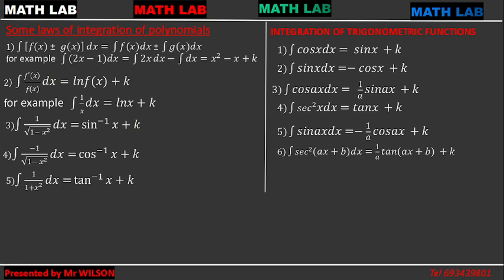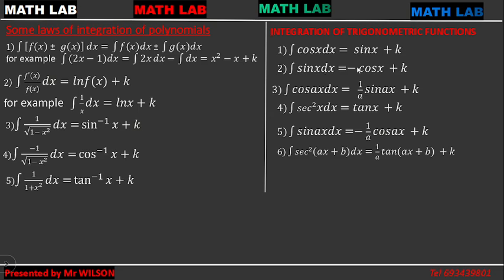Okay, just to verify, let us differentiate sine x. If you differentiate sine x, you're going to get what? Cos x. You see? Now, if you differentiate cos x, you're going to get what? Negative sine x. To get back this function, we now have to add this negative sign.